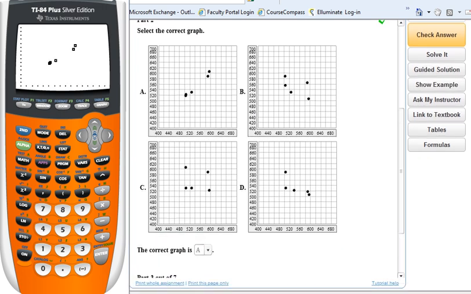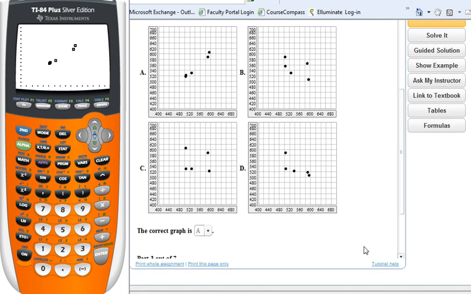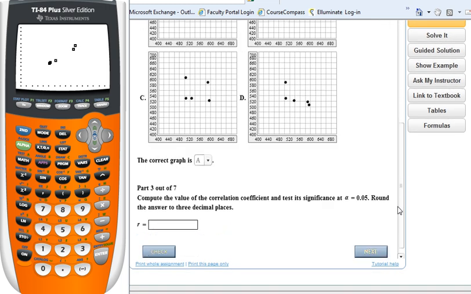So I go ahead and choose graph A, which I already had to do because I had to double check that I was going to get the right type of question. Alright, so we're good to go. We got graph A, and now we're on part 3 of this particular problem. They want us to find our correlation coefficient so we can do a test of significance.